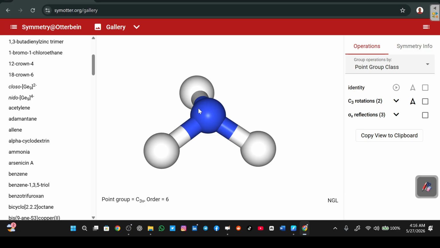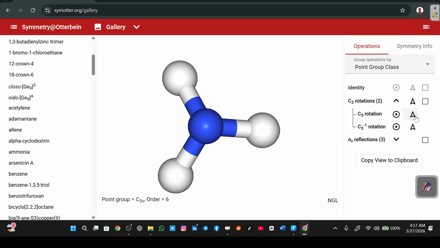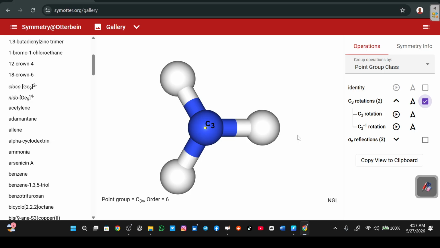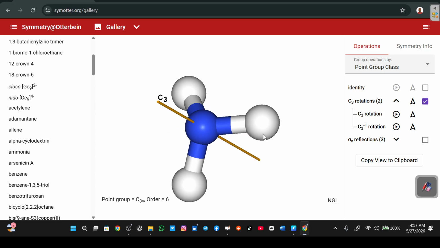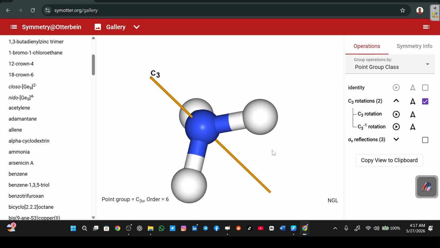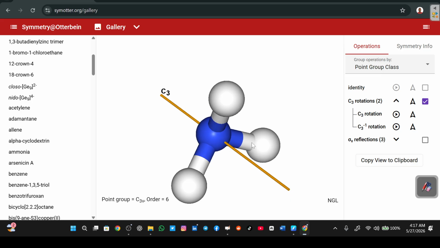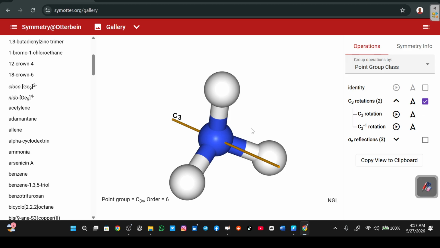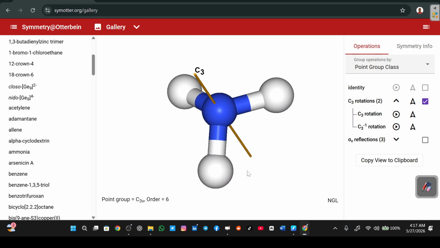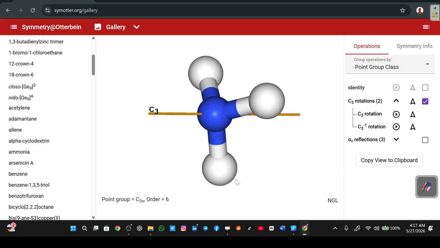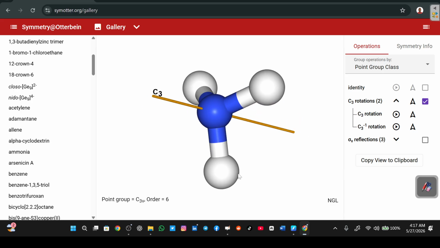Okay. So our first step is to identify the principal axis of rotation. So we have a C₃ as a principal axis of rotation. So let's indicate that. So this is the principal axis of rotation. It's an imaginary line that passes through nitrogen. Okay, so that's it. As you can visualize it keenly.